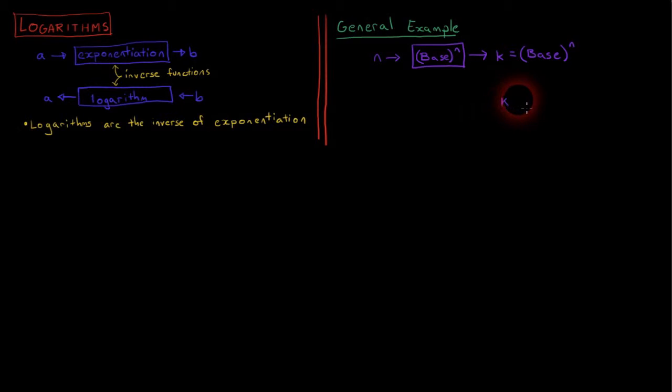For the logarithm system, k goes into a function, log sub base, operating on the input k. If k is equal to base to the power of n, then the output will be n.